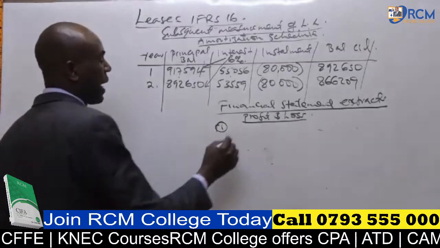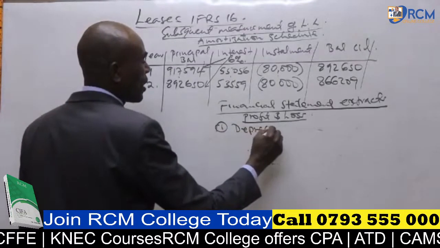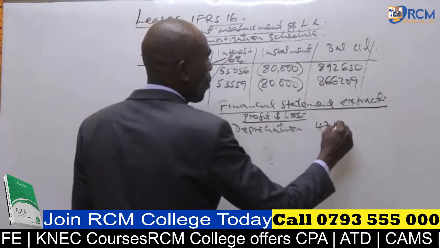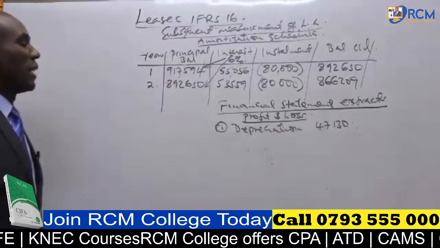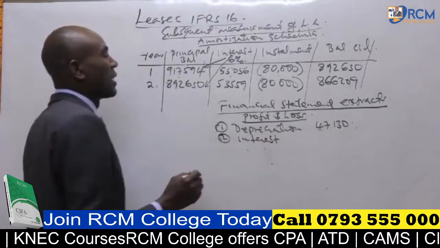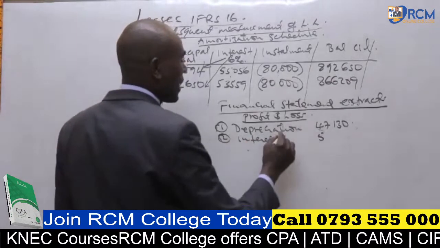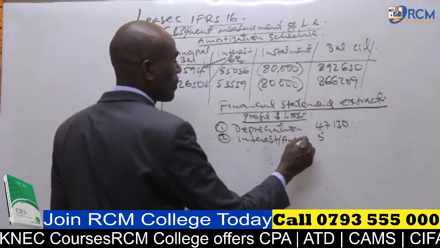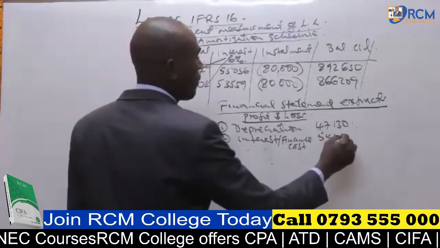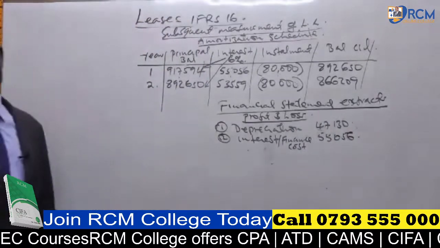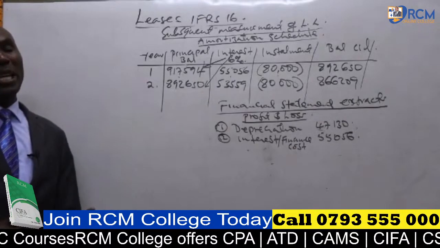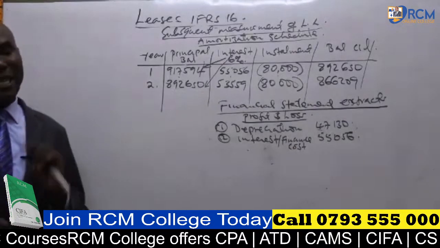Number one, we have depreciation, which was 47,130. Then number two is interest, or finance cost. We call it finance cost or interest, which will be 55,056 for that year one. That is what we take to profit or loss from that lease.